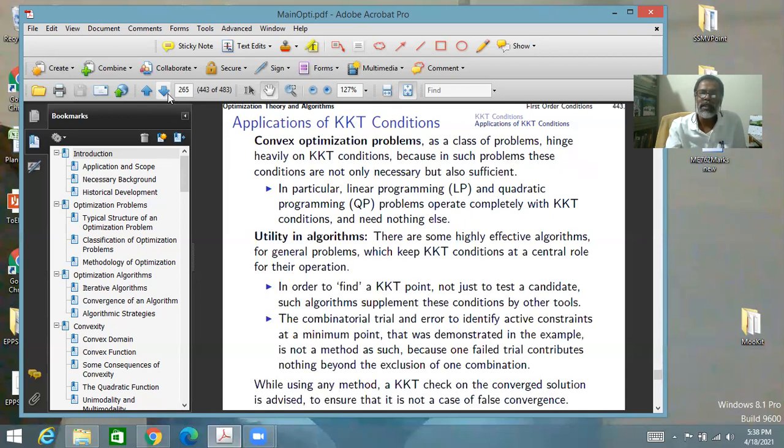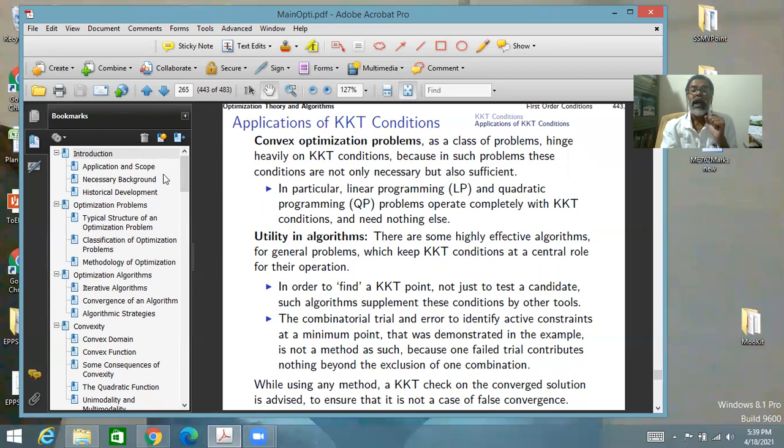For other utility, in algorithms to determine a minimum point, many algorithms operate with KKT conditions at their core operational tool. And they supplement KKT conditions with some other things, which ensure that it is not only a KKT point, but it is a minimum point. But KKT conditions play a big role in the operation of the algorithms also. How to move from one iterate to another, in that KKT conditions play a very central role in many algorithms.